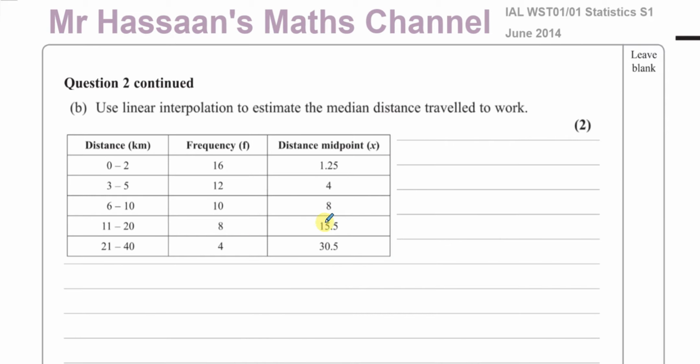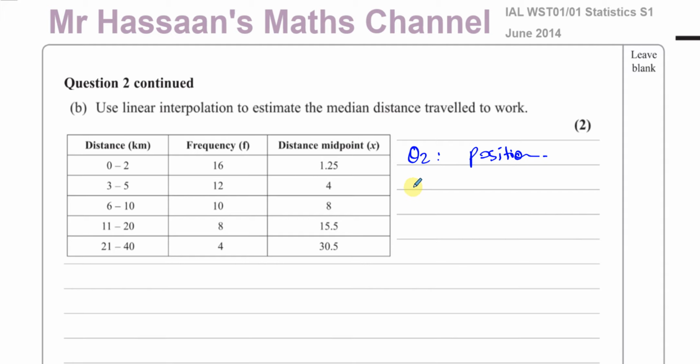Now part B says use linear interpolation to estimate the median distance traveled to work. So we're going to estimate the median. Of course, we cannot find the actual value of the median because we don't know the actual values of any of the data. We just know how many pieces of data lie in each of these groups. So now the median, which is called Q2, we've got to first find its position. First find where it is. Which group does it lie in?